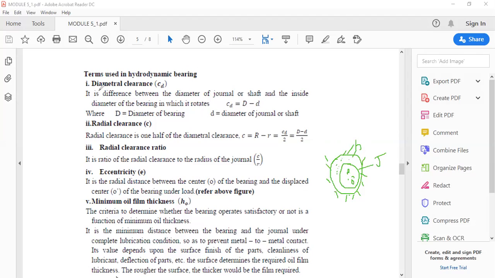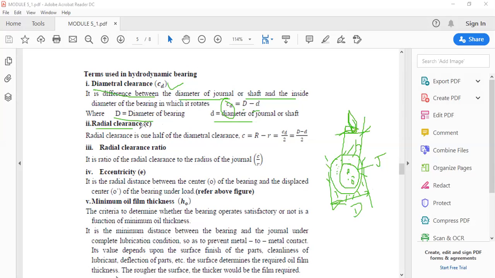Now, the first term is diametral clearance, represented here as CD. This is the difference between the diameter of the bearing and the diameter of the journal. The diameter of the journal is represented as small d, and the diameter of the bearing is represented with the notation capital D. So the difference between these two, capital D minus small d, is the diametral clearance denoted by CD.